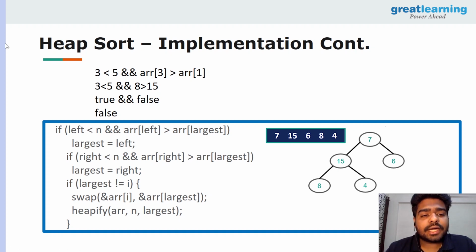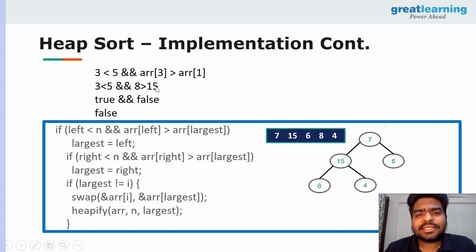So 3 is less than 5, and ARR left, that means what is the value inside the third index? Third index, the element is 8. So it will be 8. What is the element inside largest? Largest was 1, right? What is the value inside 1? 15. So I have kept it there.